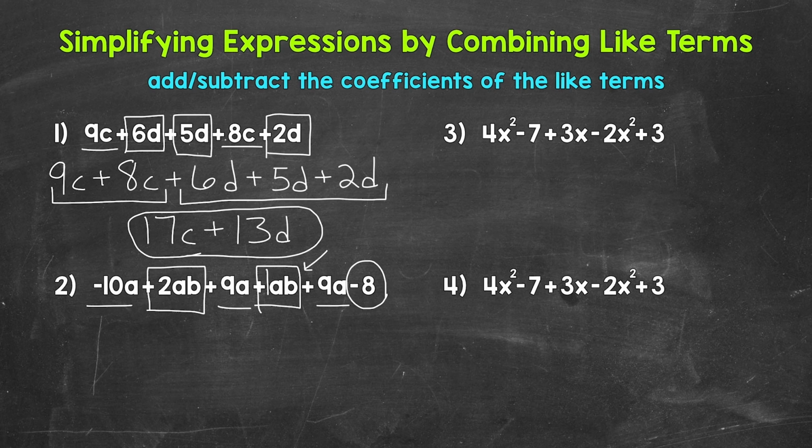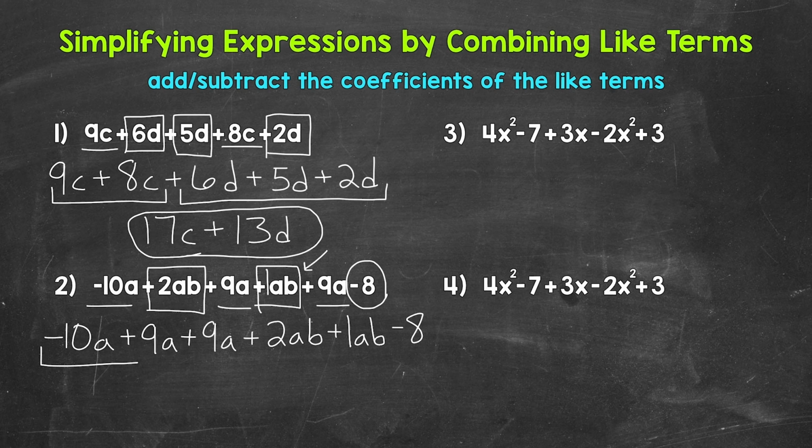Now we can rewrite this expression with the like terms next to each other. We have negative 10a plus 9a plus 9a plus 2ab plus 1ab minus 8. Now we can combine like terms. Let's start with negative 10a plus 9a plus 9a. Negative 10 plus 9 is negative 1, plus 9 is 8, a positive 8.